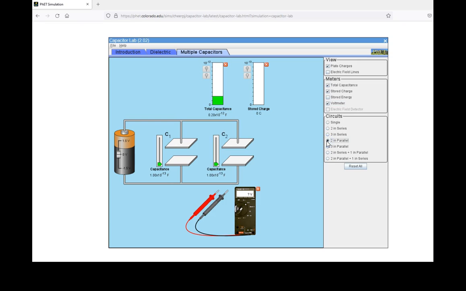Let's consider two capacitors in parallel. By default, the simulation sets each of their capacitance to 0.1 picofarads. According to theory, and verified by the simulation, this will result in a sum total of 0.2 picofarads capacitance.